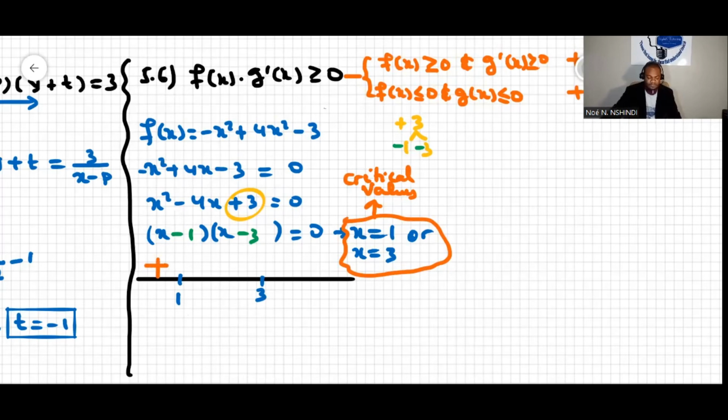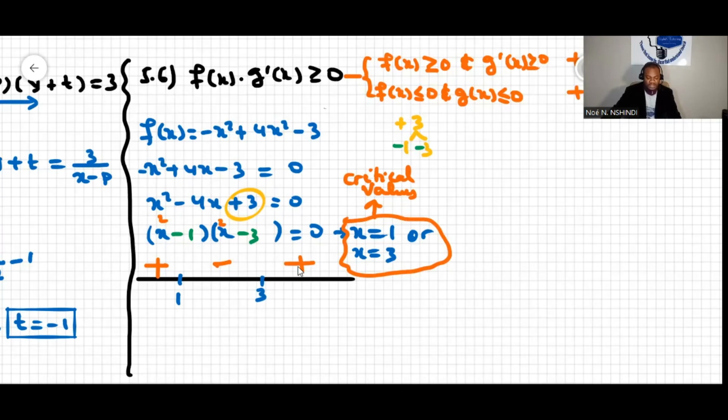Now, in between 1 and 3, for instance, I need to pick a value in this interval, and then I get what? If we take a number like 2, for instance, we're going to get negative, because if we sub 2 there and 2 there, we get positive times negative, it's going to be negative. And then obviously this side is going to be positive, because if I take a number like 4 in this interval, 4 minus 1 and 4 minus 3, it's going to be positive times positive, which makes positive here.